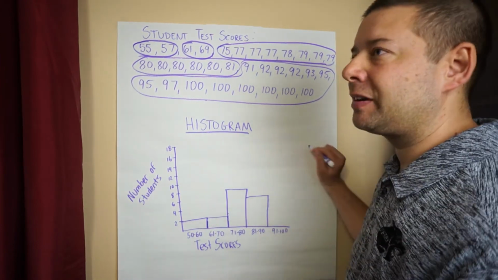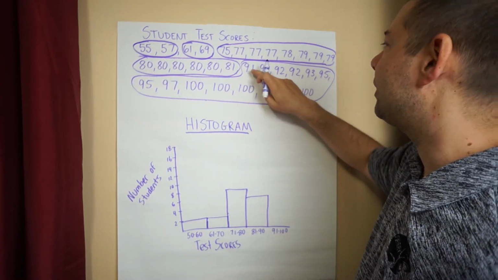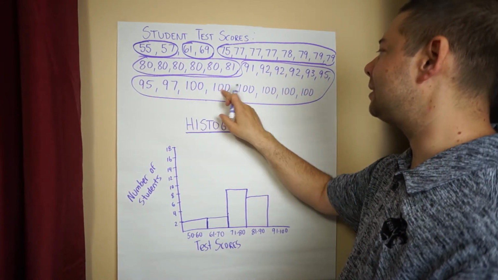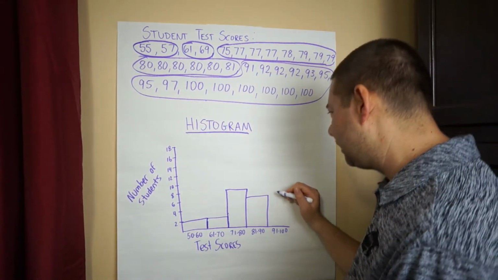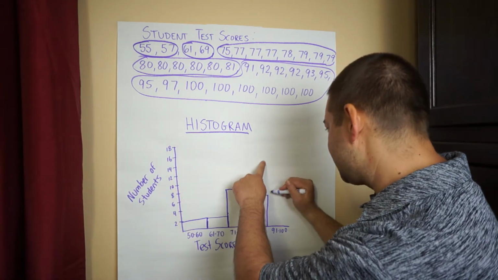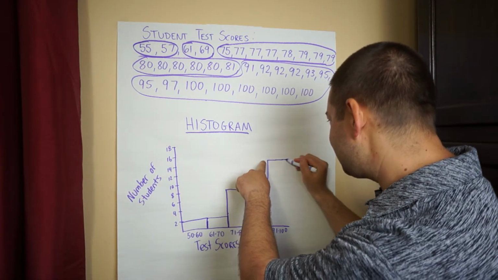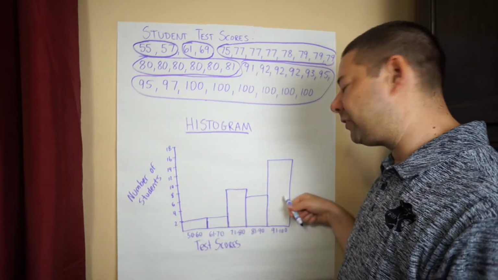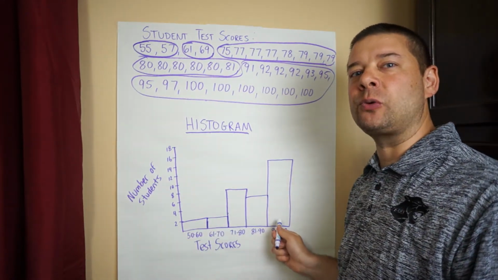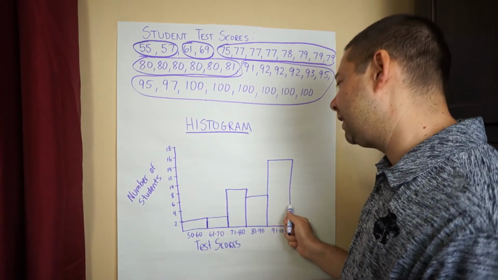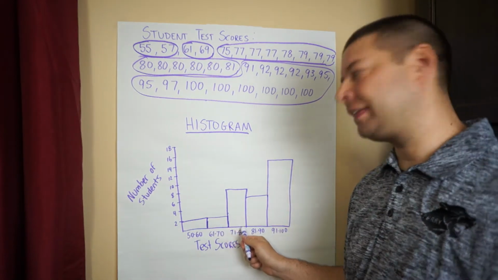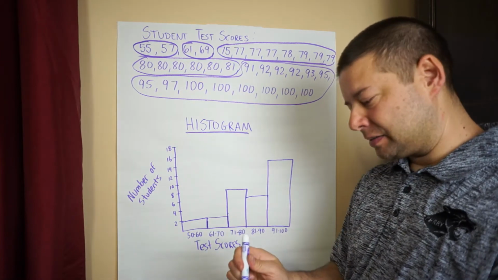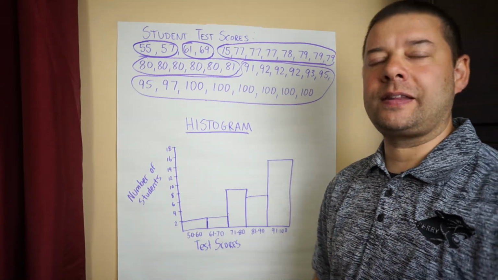I have one more to fill out, and that's in my 90s to 100s. So let me count this up. 1, 2, 3, 4, 5, 6, 7, 8, 9, 10, 11, 12, 13, 14. Let's see, 14's all the way up here. So that's easy to see really, really quickly that most of my class, or most of the students, scored here in the high range. The next highest range was here in the 70s. And you can see the lowest range would be 50 to 70 according to this histogram.